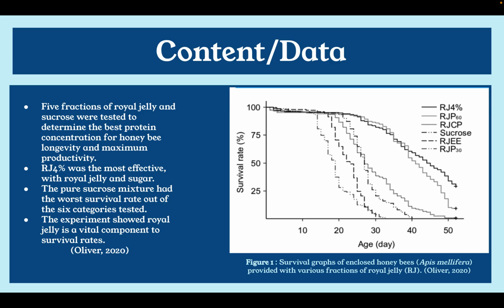This just goes to show that royalactin is an essential and vital part of queen bee growth and development, because without it, the lifespan would be more than cut in half compared to if they were to have it.